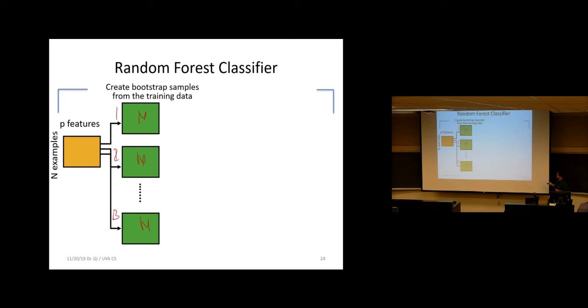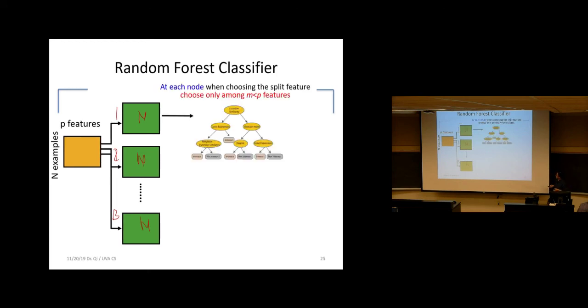The only difference is, I'm still doing a bootstrap sample of my training data to get S1 up to SB, and each one of them has the same size as the original training data. What's different now is that when I'm doing the splitting, rather than considering all P features, I get a random subset of features, M features out of the P. I only pick splitting features from that M subset. For each split, you perform a feature subsampling, and then you pick the best among those M.